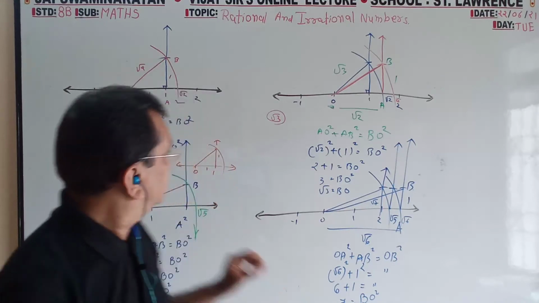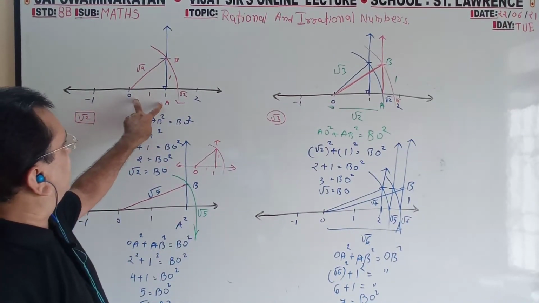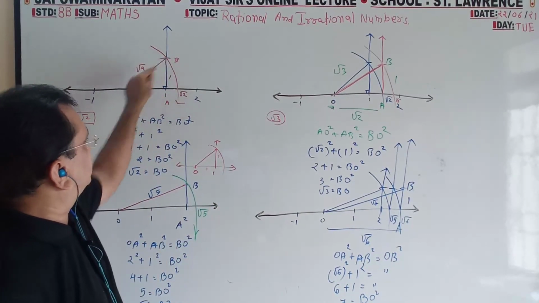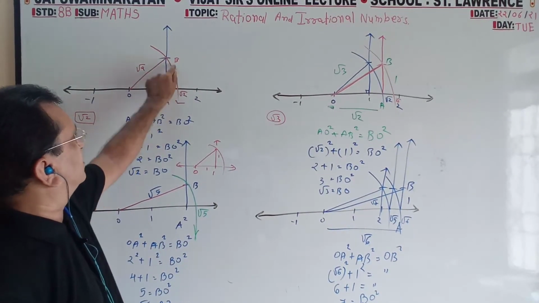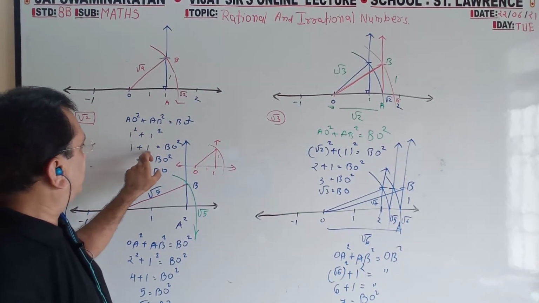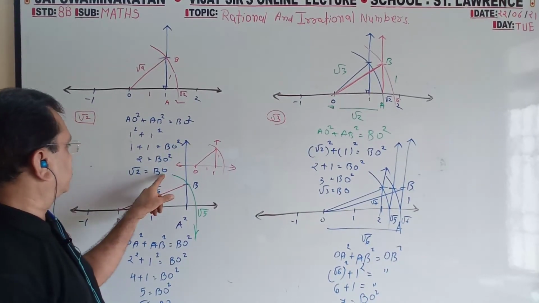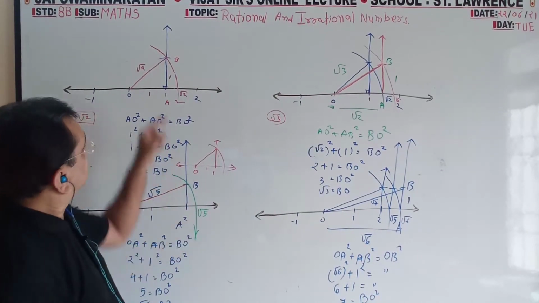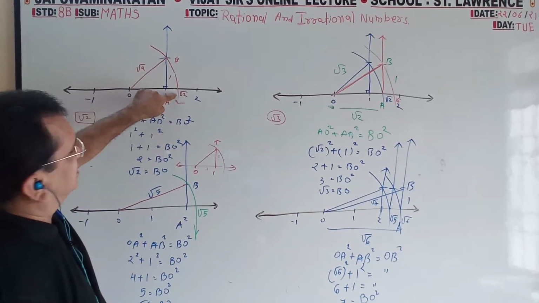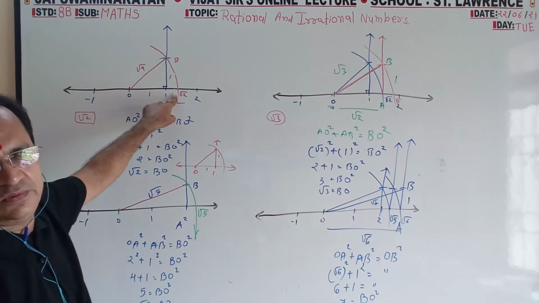Root 2. Draw a number line. Take 1 unit, that is of 3 centimeter. 3 centimeter, 3 centimeter. Join. So take it as a 1. So square of 1 plus square of 1, that is 2. BO square. Taking square root on both sides, BO is equal to root 2. So this much is root 2. Then cut the line. The point where it cuts the number line, that is root 2.